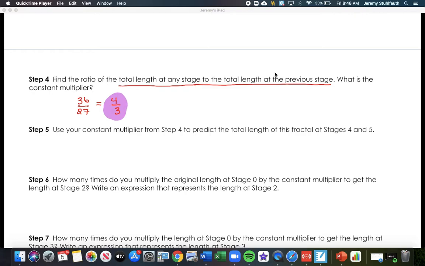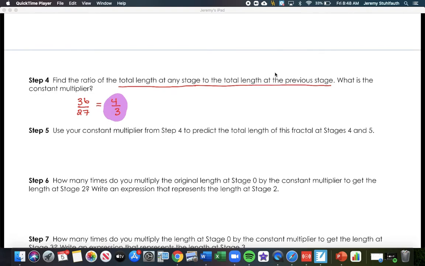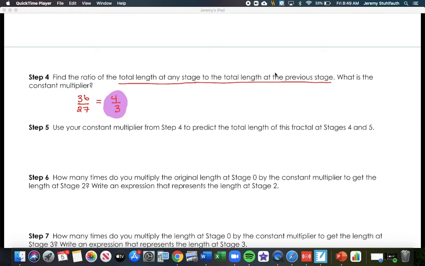We could check that. Again, it doesn't matter what stage you take. We could take stage 3, which is 64, and compare it to stage 2, which is 48, and that also simplifies into 4 thirds. So our constant multiplier equals 4 thirds. So now what we want to do is use our constant multiplier from step 4 to predict the total length of this fractal at stages 4 and 5.